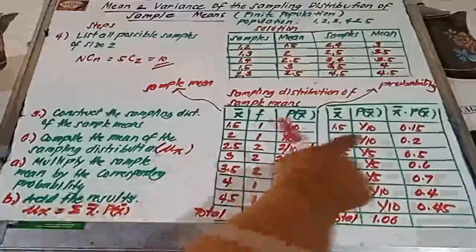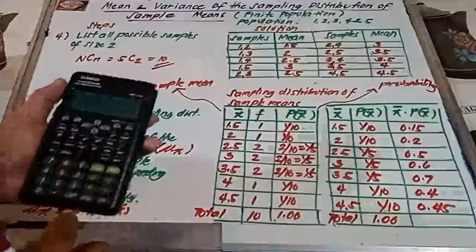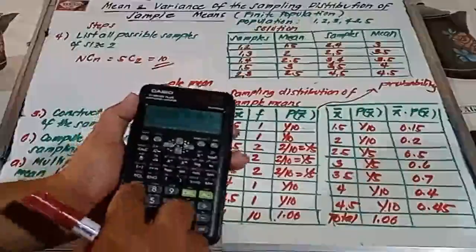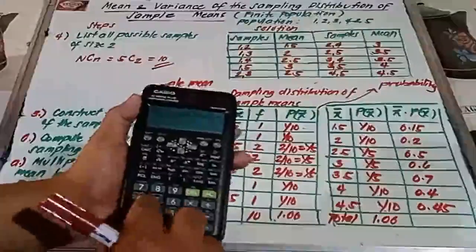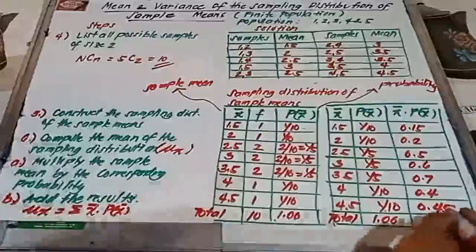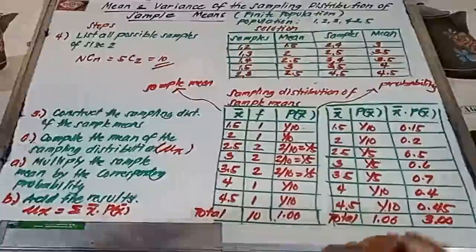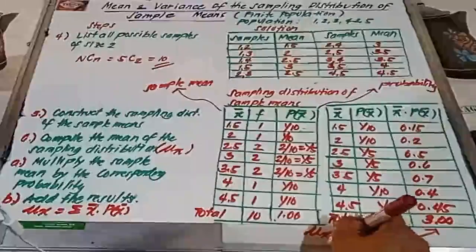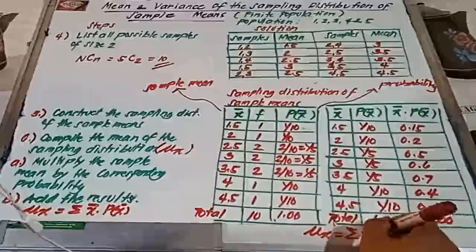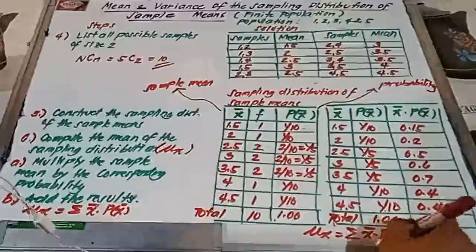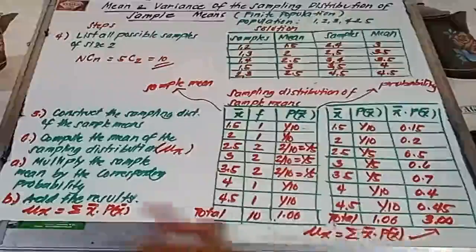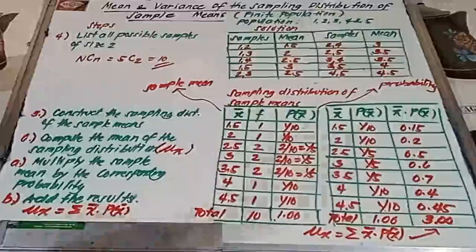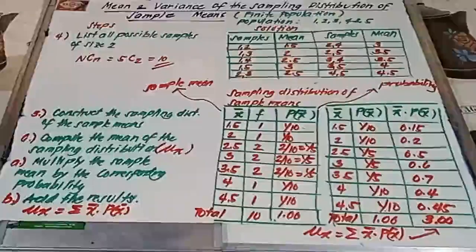Then, i-add lang natin to according to letter B para makuha natin yung mean ng ating sampling distribution of sample means. So, i-add natin 0.15 plus 0.2 plus 0.5 plus 0.6 plus 0.7 plus 0.4 plus 0.45. Our answer is 3.00. Okay? That is the mu sub x equal to the sum of the product of the sample mean and the probability of the sample mean, equal to 3.00. So therefore, we already have the value of the mean of the sampling distribution of the sample means.